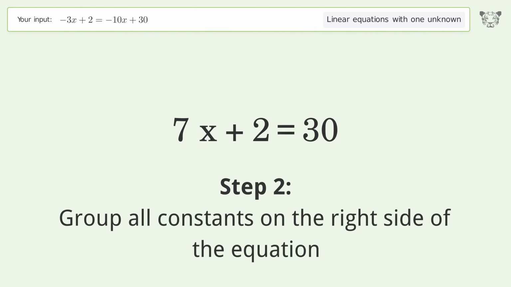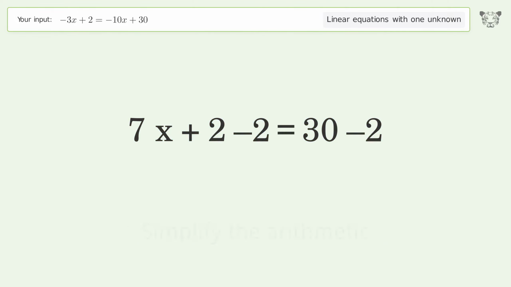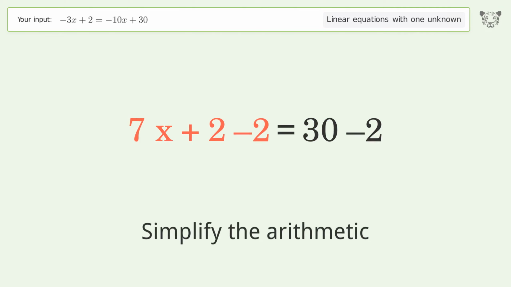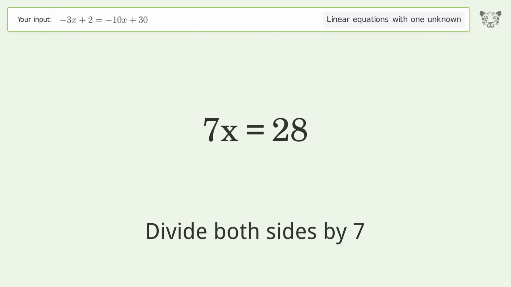Group all constants on the right side of the equation. Subtract 2 from both sides. Simplify the arithmetic. Isolate the x. Divide both sides by 7.